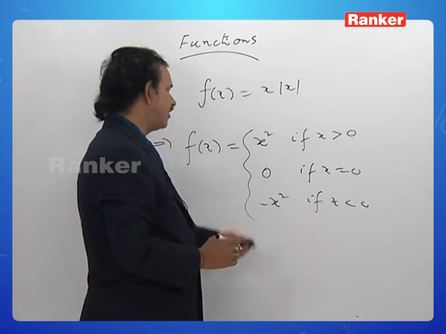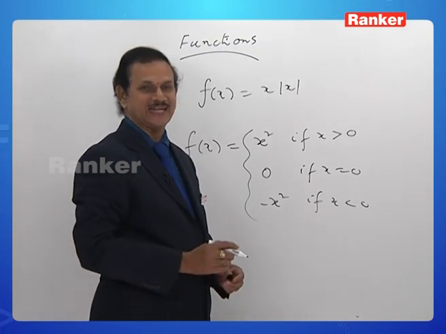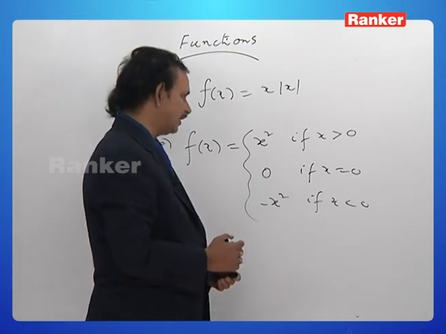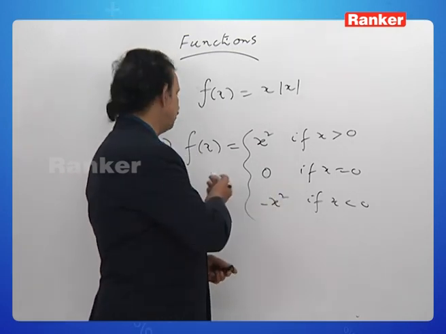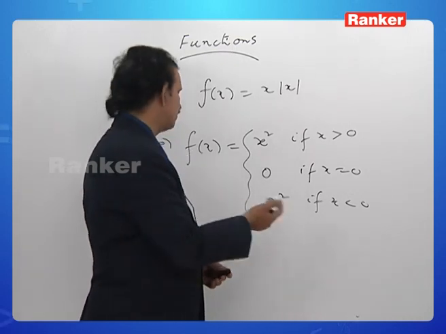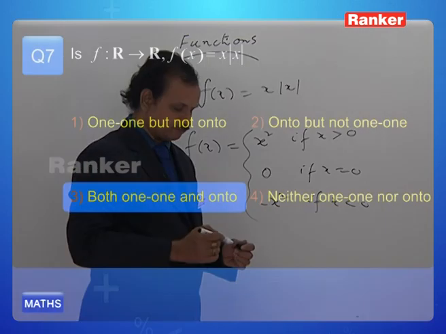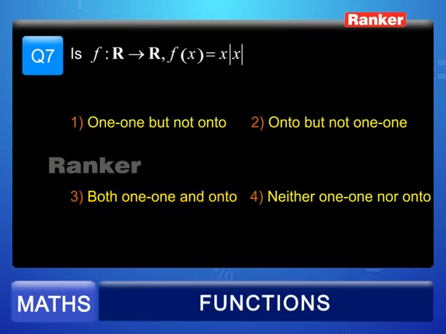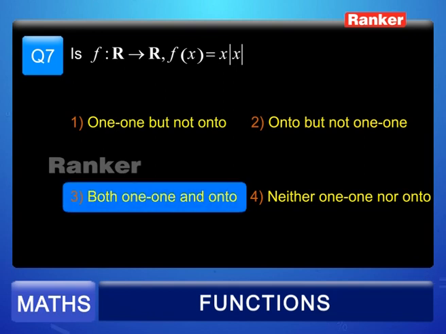It is a very easy matter to see that f is both one-one and onto. Onto because for positive numbers you will have f of x equal to x square, and for negative numbers also you will have it here. Therefore, it is both one-one and onto. That is, the third option is the right option amongst the given.